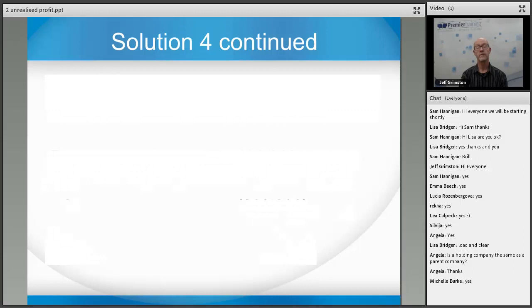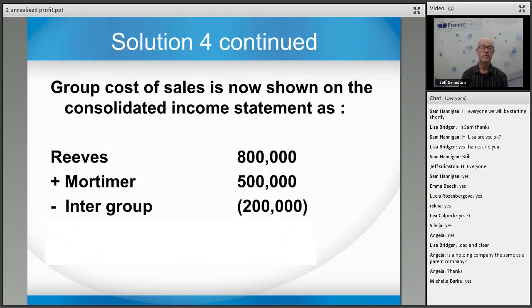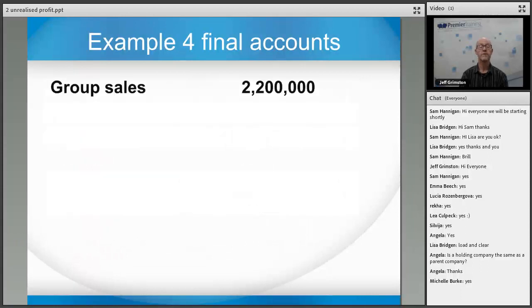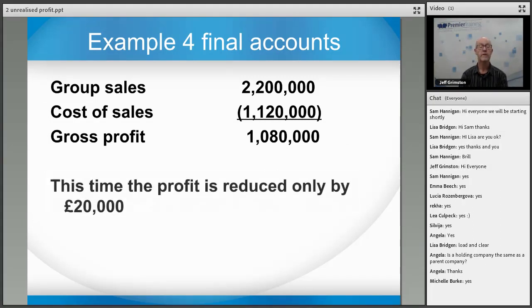Once again, group sales, no change there. Cost of sales, 800 plus 500. You'll always have that matching pair, the gross value of the sales and the gross value of the cost of sales. They will always match. But this time, the unrealised profit is just 20. So 1,120, put it in the final accounts, 2.2. Take away 1,120, leaves us with 1,080,000. And this time, only a £20,000 reduction.